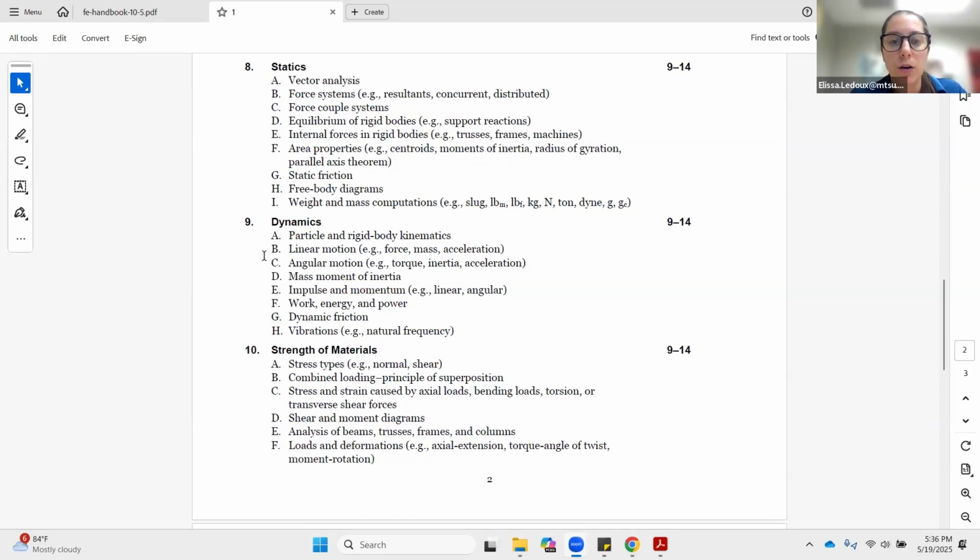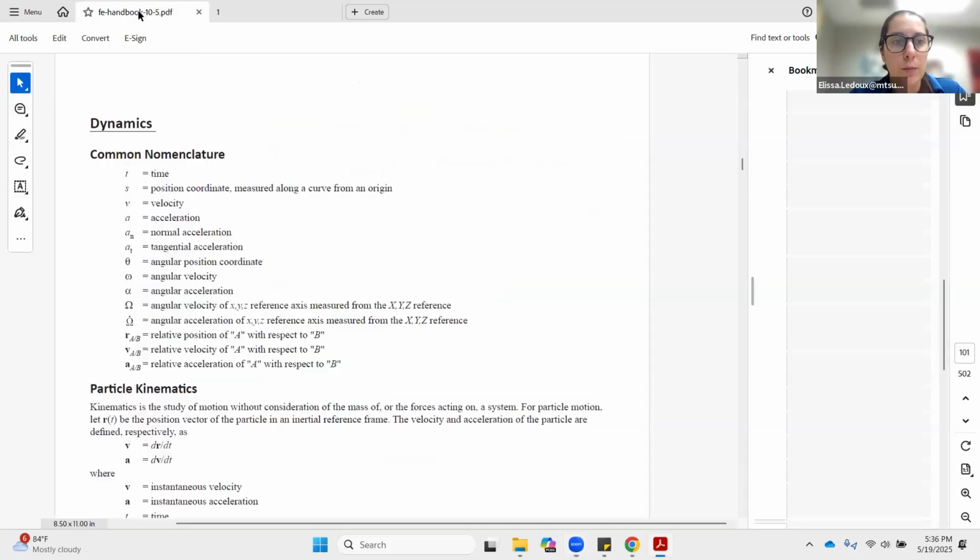Linear motion, so force and acceleration, angular motion, so torque and angular acceleration. Mass moment of inertia, which is different than the area moment of inertia from statics. Impulse and momentum, both linear and angular. Work, energy, and power. Dynamic friction, so when stuff is moving, and then vibrations. So there is a lot here. Let's take a look at the handbook.